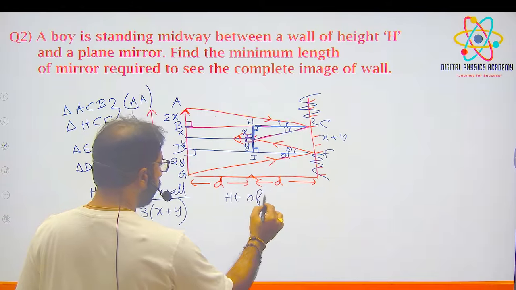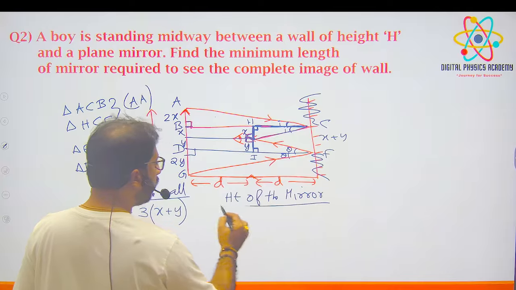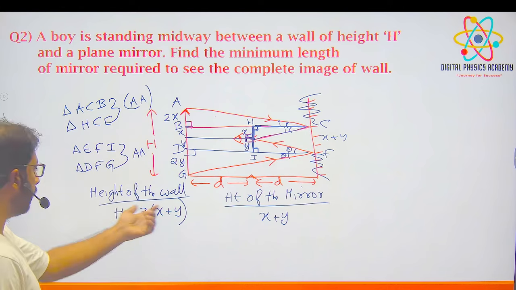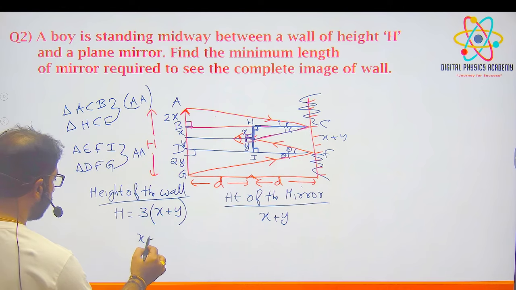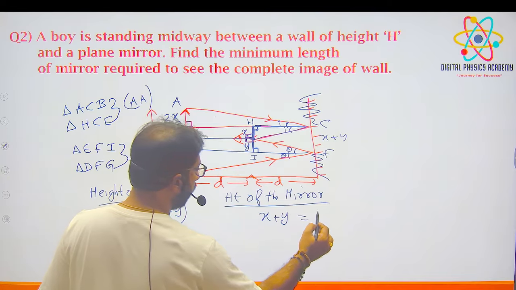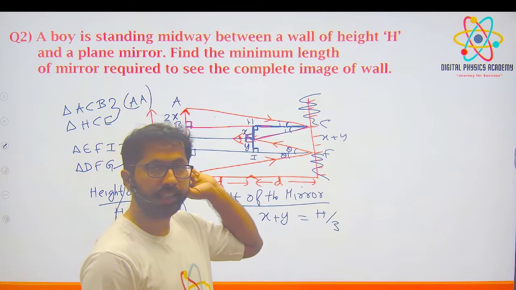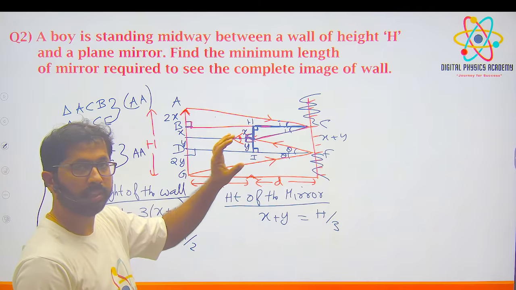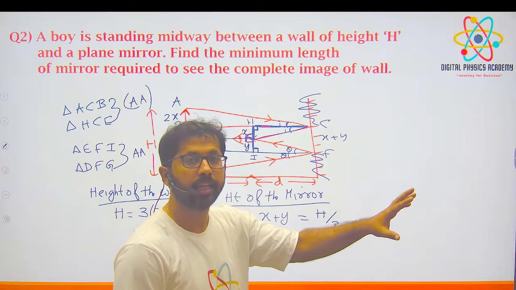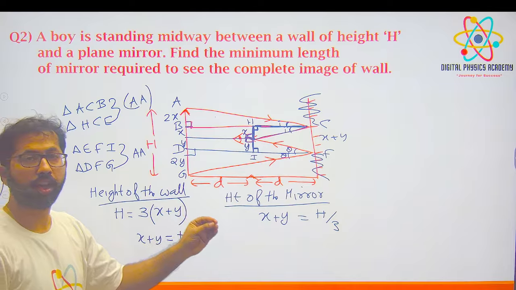Now height of the mirror is how much? The diagram में x plus y. Now from this, x plus y is how much? X plus y is equal to h by 3. That all right? मतलब if the wall height is h, if the person is standing in between, then how much mirror height is required? H by 3. Understood? Clarity? By similarity of triangles में we proved.